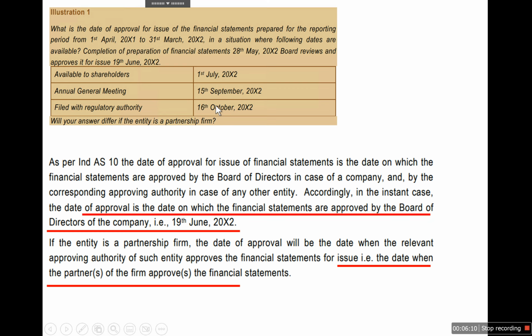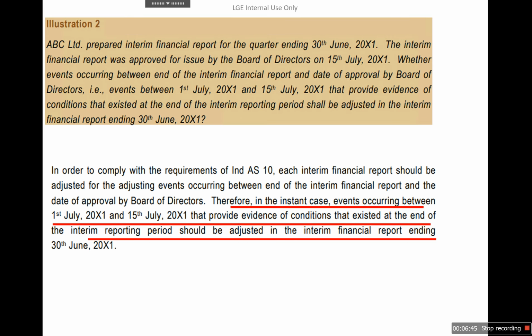So here, as we have discussed earlier, the date when the results were approved by the management will be considered as the date of approval. So here 19th June will be considered as the date on which the financial statements are approved. Will your answer differ if the entity is a partnership firm? So here also we need to check the final authority who is authorized to approve the financial statements. So the date on which the partner approves will be the date of approval of the financial statements.